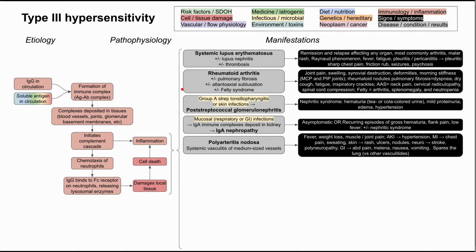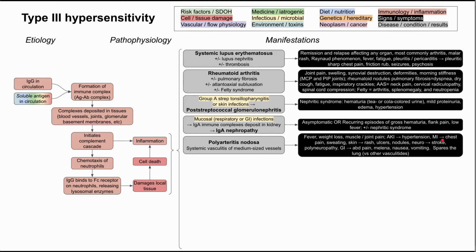Next, we'll mention a few vasculitides. The first one is polyarteritis nodosa. This is a vasculitis of medium-sized vessels. Patient will present with fever, weight loss, muscle pain, joint pain. They can have an AKI, which might present as hypertension. They can have a heart attack, a myocardial infarction, which might present as chest pain and sweating.